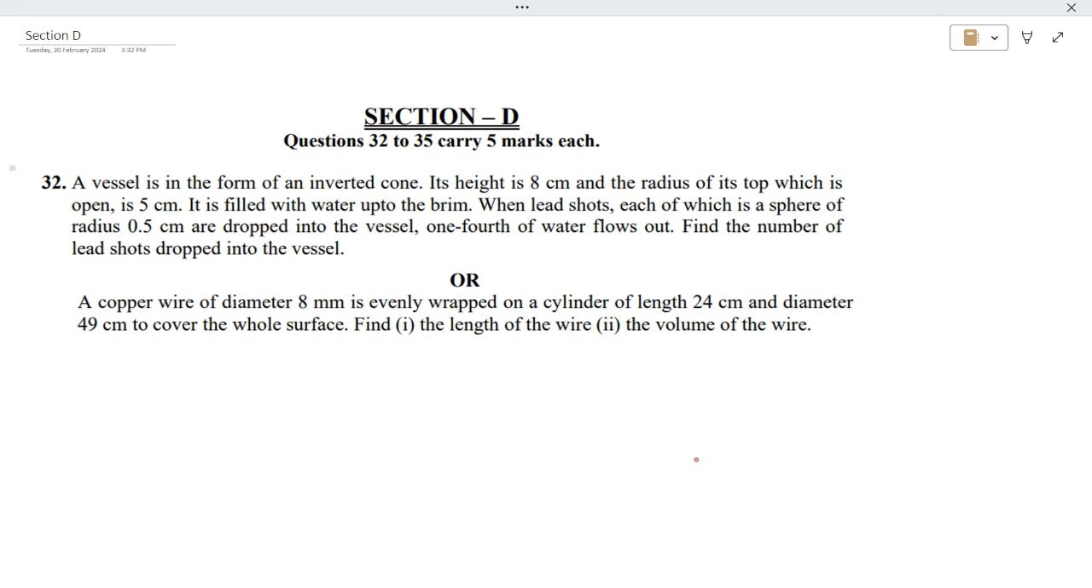In this video, we are going to discuss questions 32 to 35, which carry 5 marks, from Section D of Sample Paper 3. Let's begin. Question number 32 has an internal choice. Let's deal with the first question.